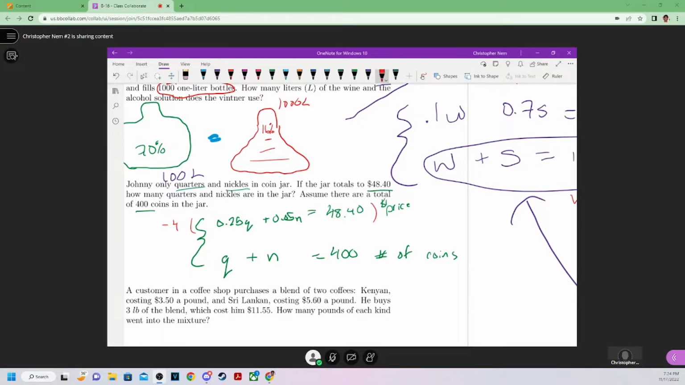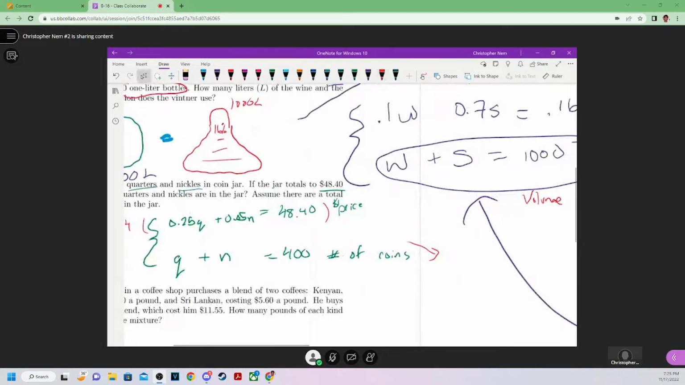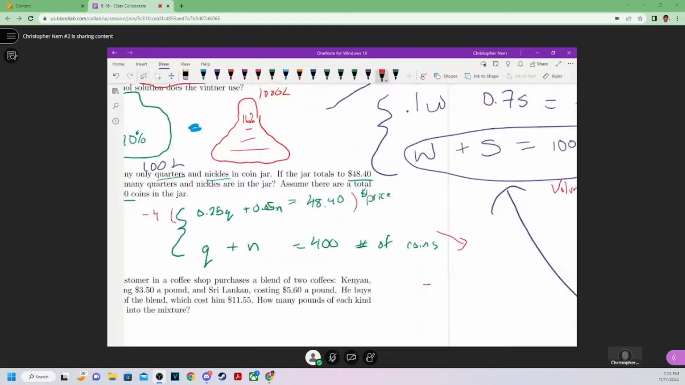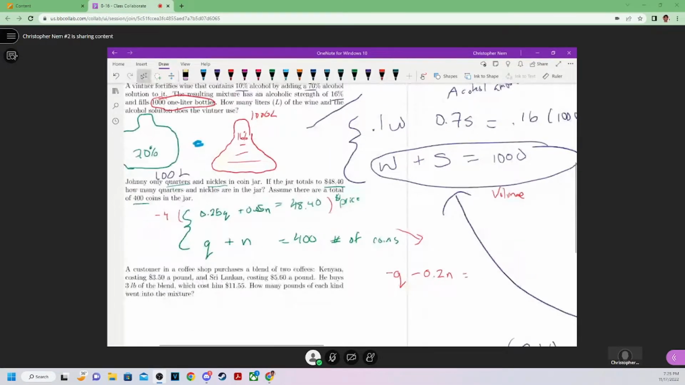If you multiply by -4, do I have enough space to work with this? Yeah. I'd get negative Q minus 0.2N equals, what is -4 times that? 16, what is that? 16, 19.